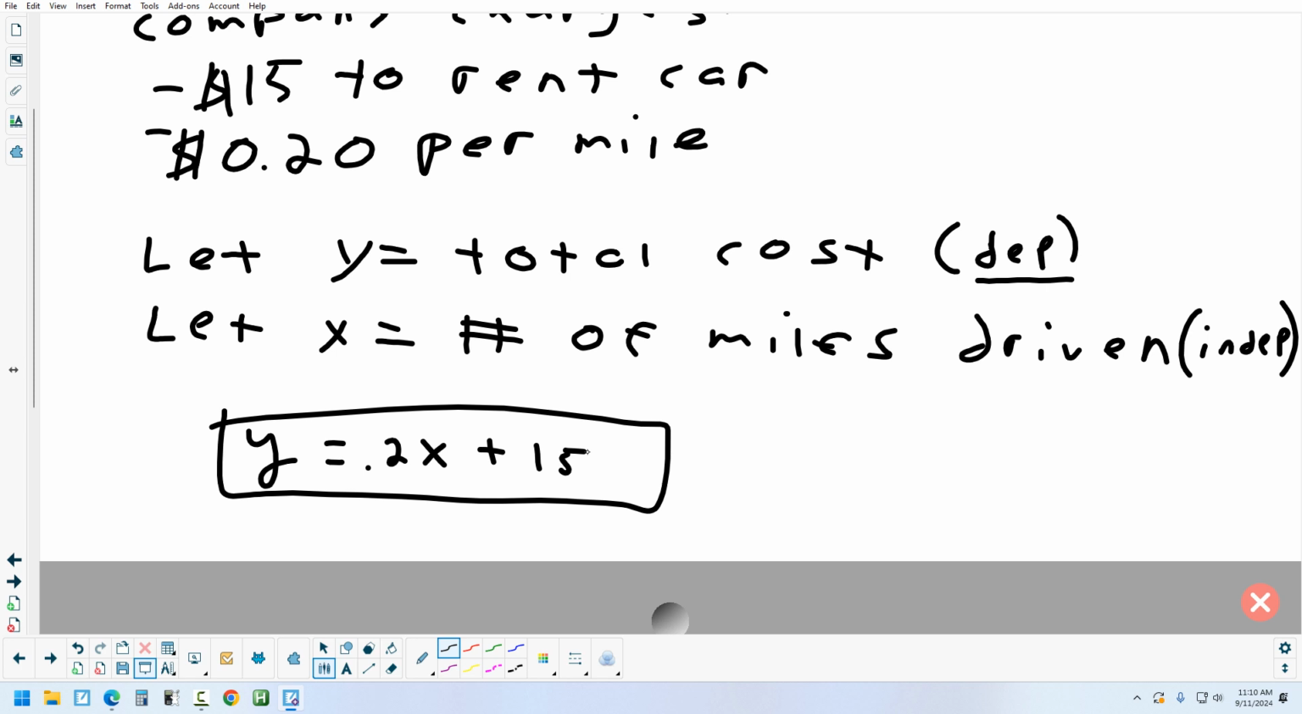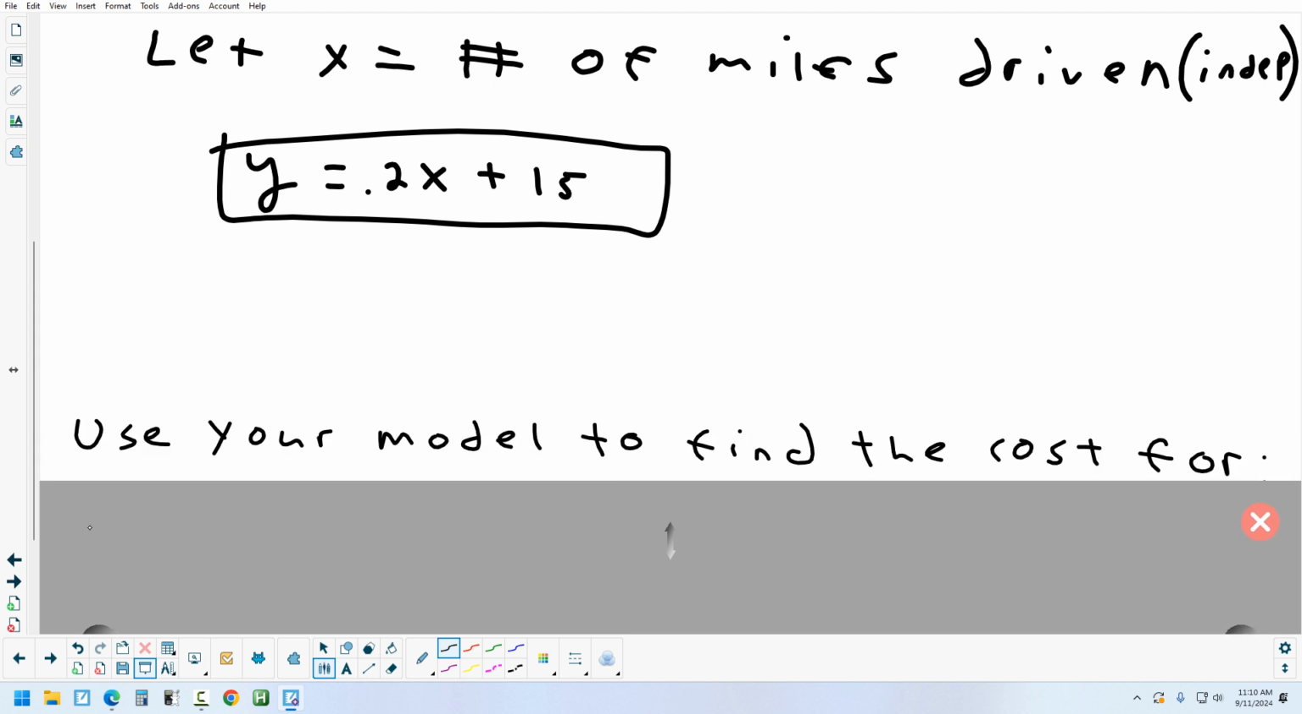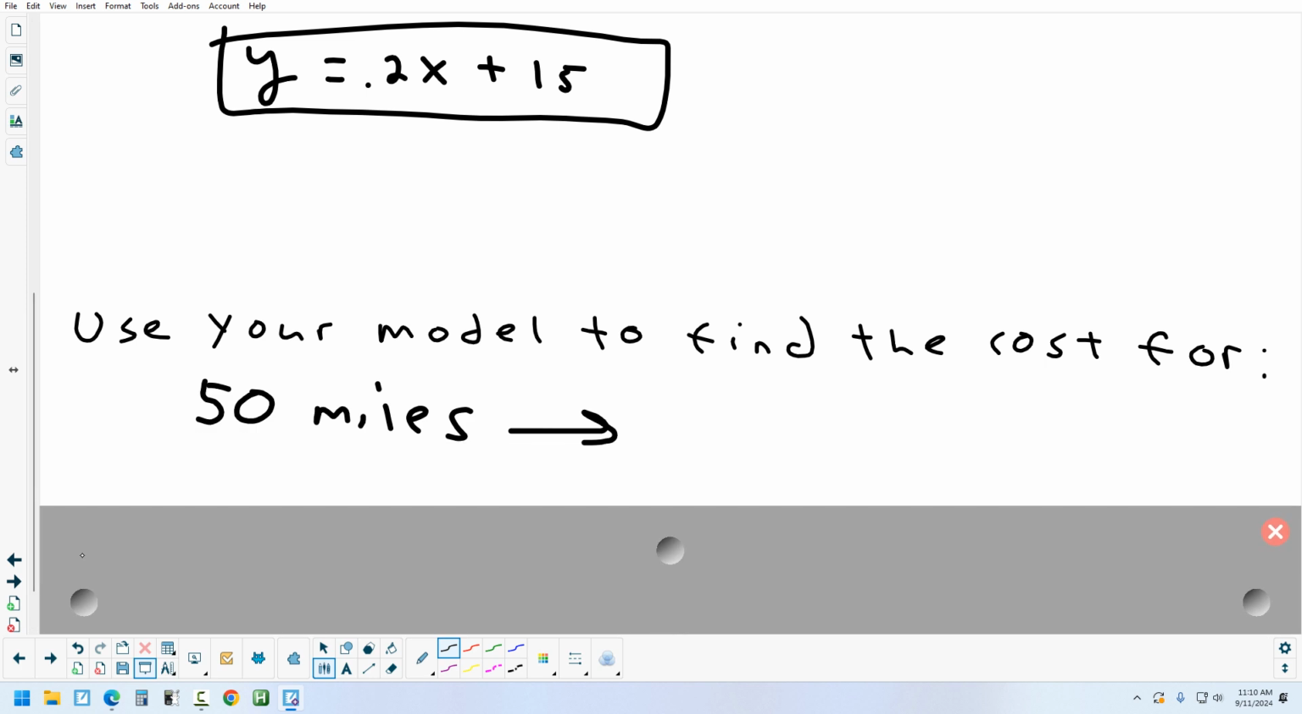Yeah, it's like a y equals mx plus b equation, standard slope-intercept. They didn't say to do that, I just have it. And there you go. So there's your equation: y equals 0.2x plus 15. Any question on how we got that equation? Okay. So what we want to do now is use the model, that means use the equation, to find the cost when you drive 50 miles.